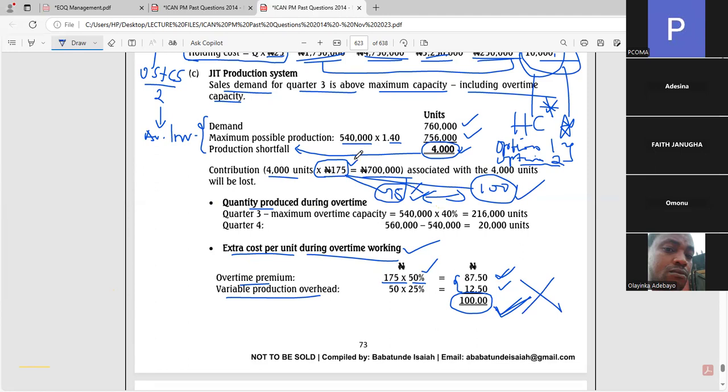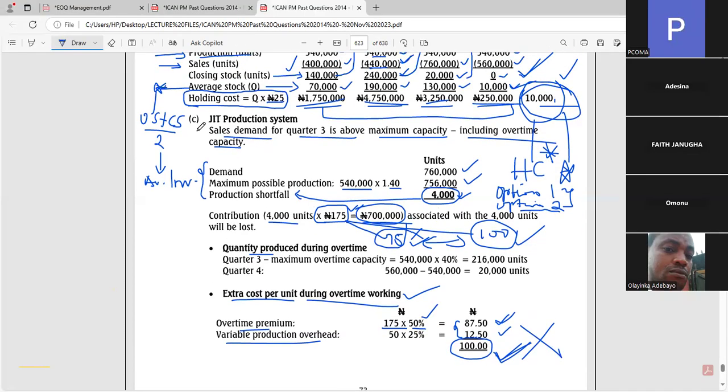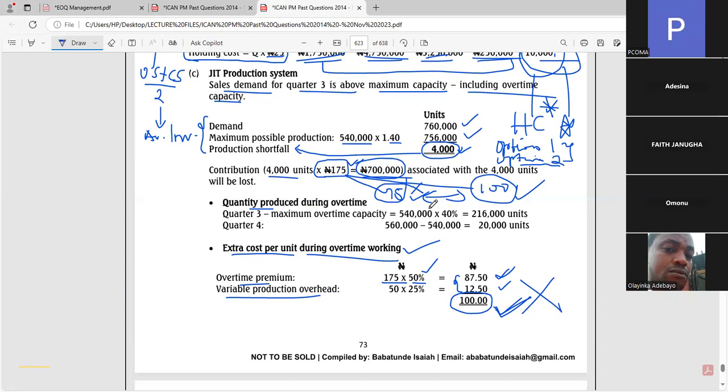So in essence, the company is losing 700,000 naira for not being able to produce 4,000 units. Are we good to go now? Okay, good. Now the next thing that I want us to calculate is our quantity produced during the overtime.